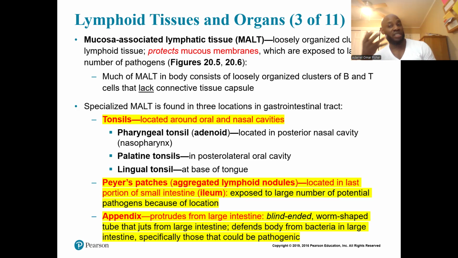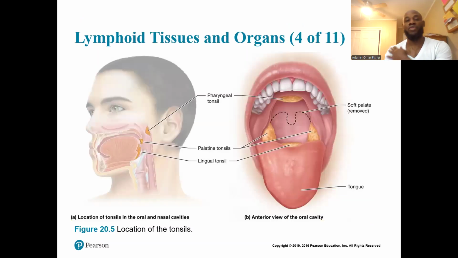And then we also have the appendix. Also, things that come into our body via the mouth could eventually get to the large intestines, and we have the appendix, which could defend the body from bacteria in the large intestines. Right, so those are areas of specialized MALT.